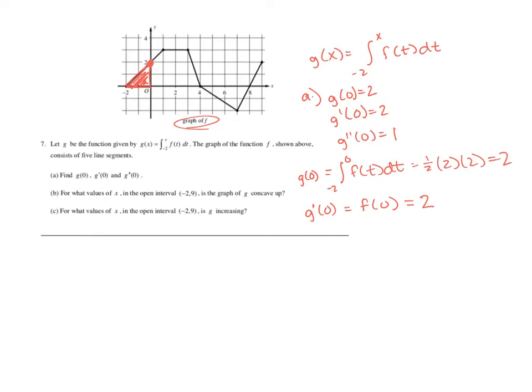And then the last part, the second derivative, g double prime at 0, is going to be f prime of 0. And if we look at our graph of f prime, the derivative at this point, and derivative means slope. So if we look at the slope of this section, we get 1, and that's how we get that last value. So try to answer parts B and C before you watch the video.